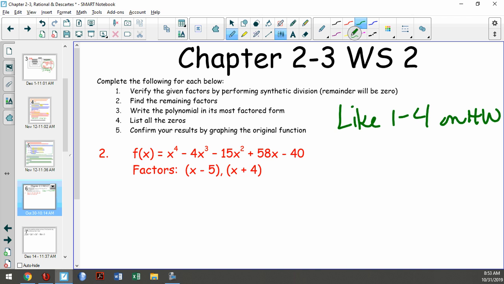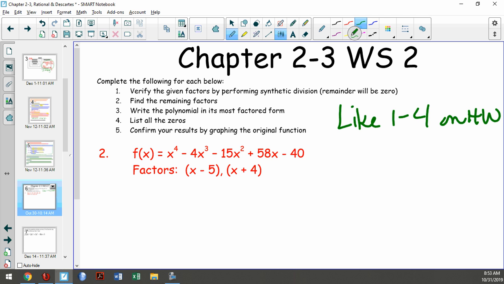Are you ready? Now, it says step 1, verify that the given factors are factors by performing synthetic division. So I want you to show me that those two numbers, which are x minus 5 and x plus 4, are factors of the original polynomial f of x. Do we all understand that? In order for them to be factors, when you do synthetic division, what must the remainder be? 0. Do we all understand that?